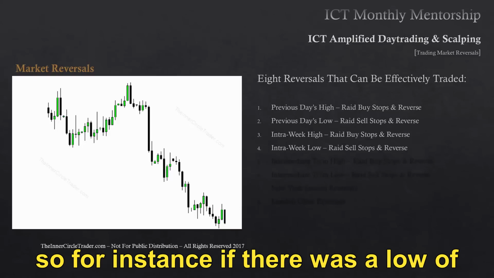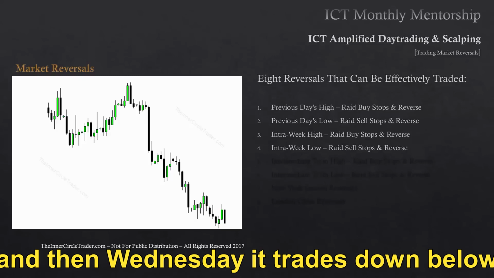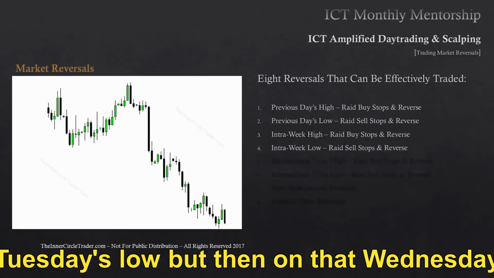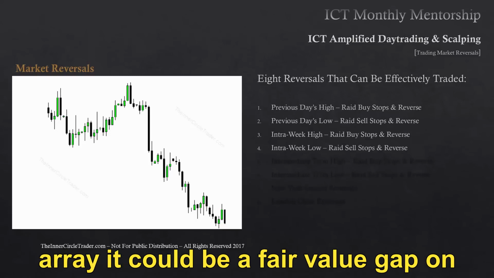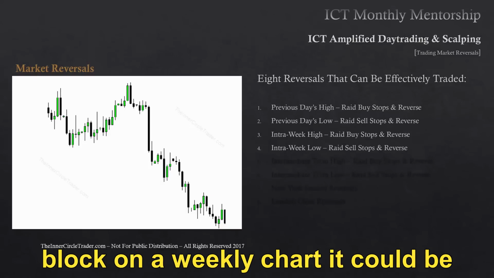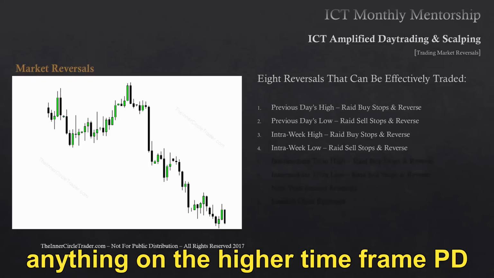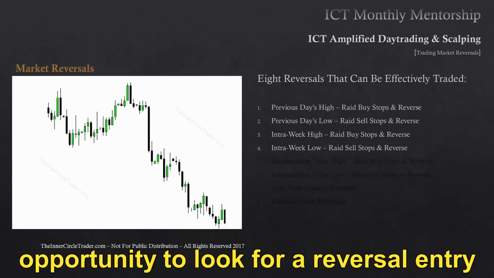So, for instance, if there was a low of the week on Tuesday and it rallies up, but then Wednesday it trades down below Tuesday's low, but then on that Wednesday it hits that higher time frame discount array. It could be a fair value gap on a daily chart, it could be an order block on a weekly chart, it could be anything on the higher time frame PD array matrix. That is a wonderful opportunity to look for a reversal intra-week.